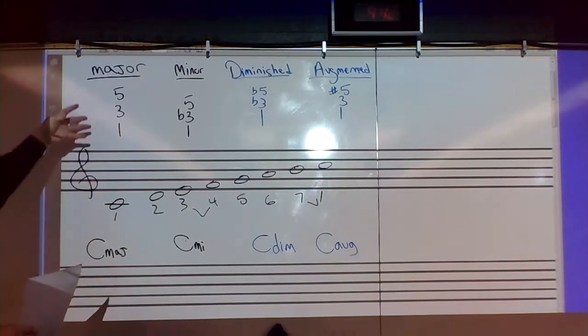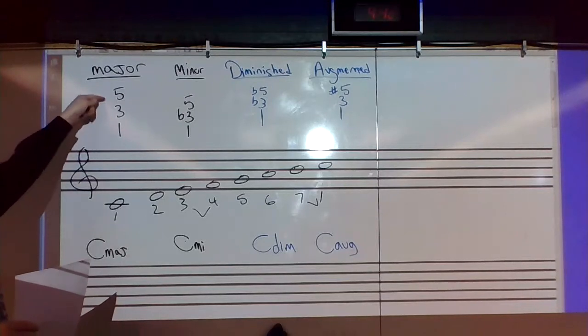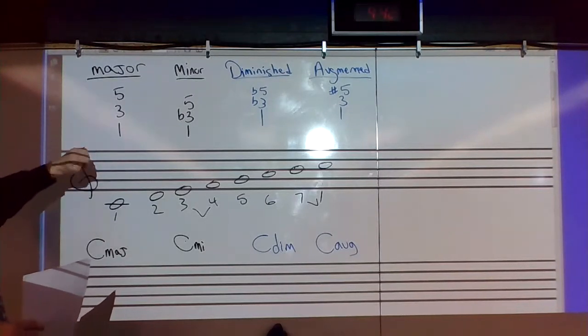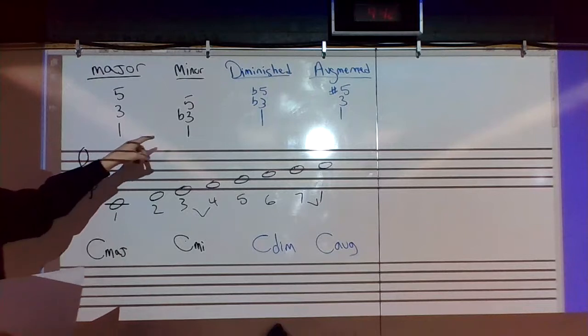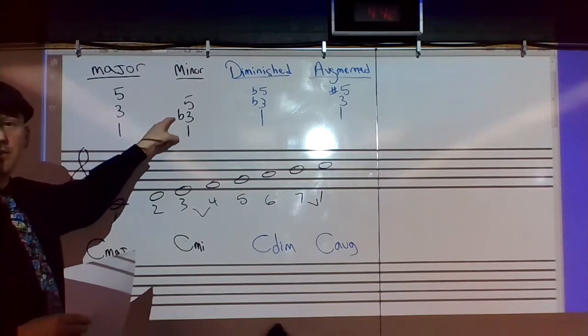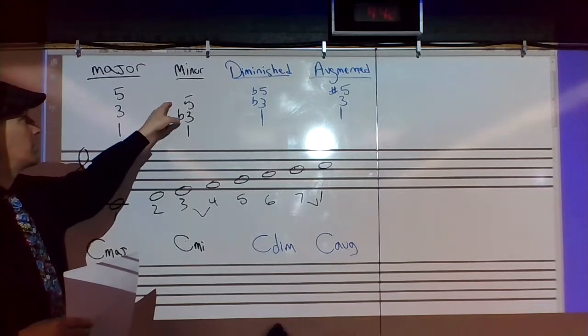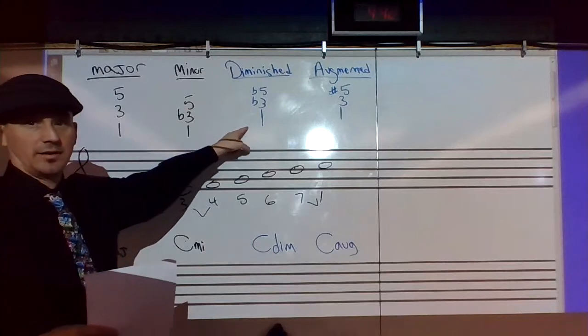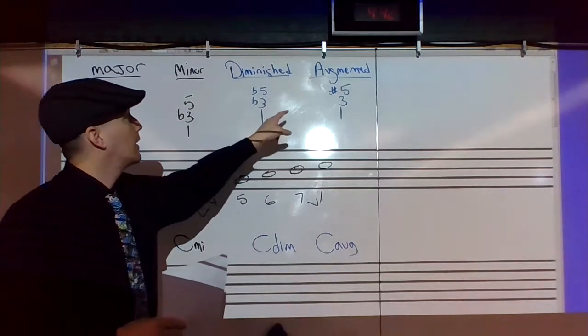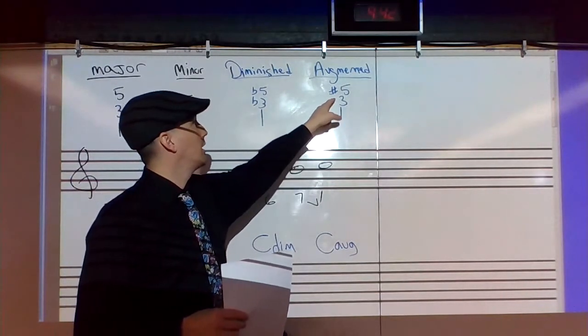Okay? The major triad uses 1, 3, and 5 of the major scale, as we talked about before. The minor triad has a flat 3, so 1, flat 3, 5. The diminished triad is 1, flat 3, flat 5. The augmented triad is 1, 3, sharp 5.